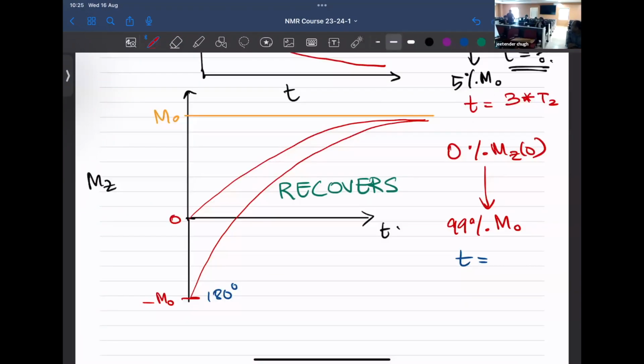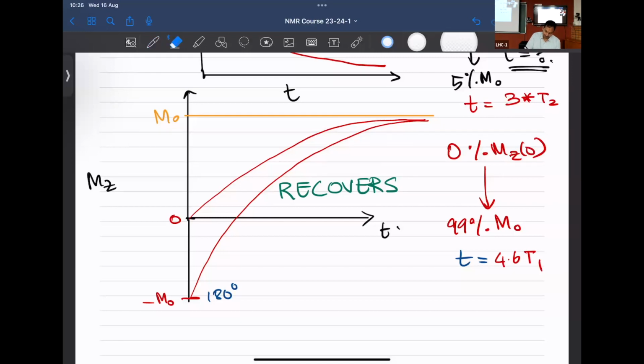4.6. 4.6 is it? Times T1. I thought it would be 5 T1. 4.6 times T1, right? Okay, maybe it's 99.5% I'm thinking. But overall, what you guys are able to realize, this t will be approximately equal to 5 times T1.